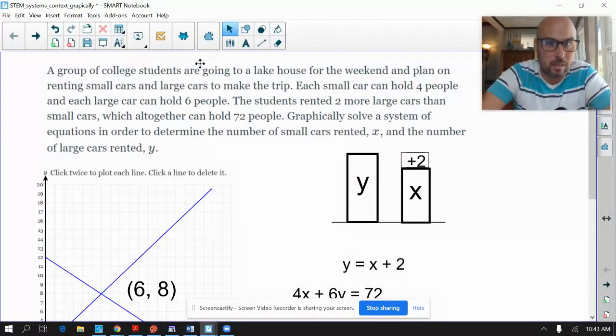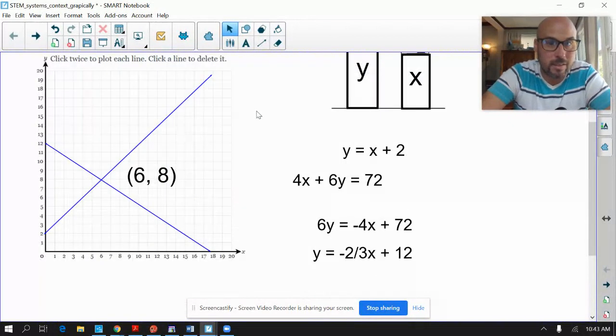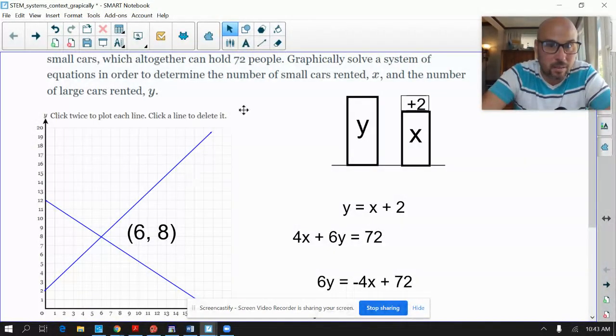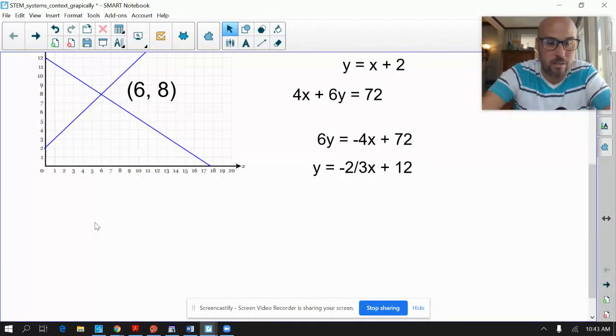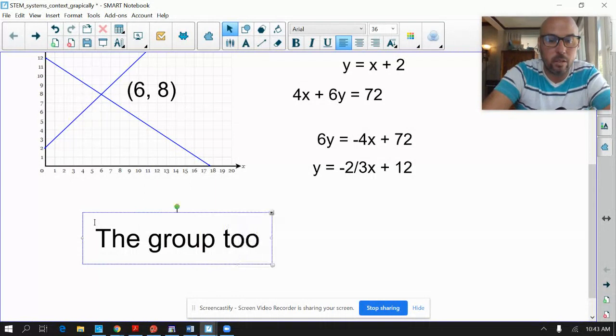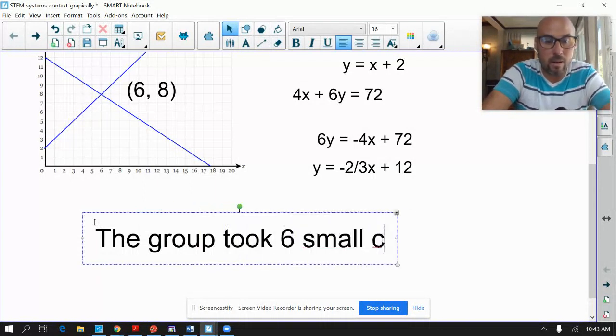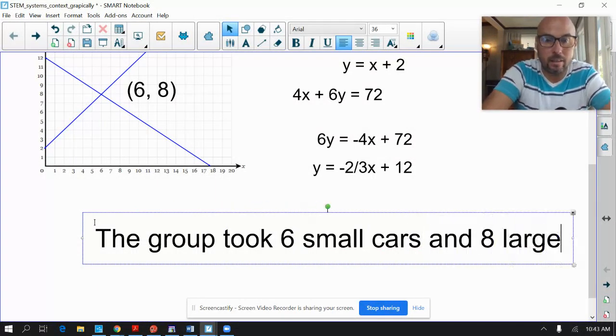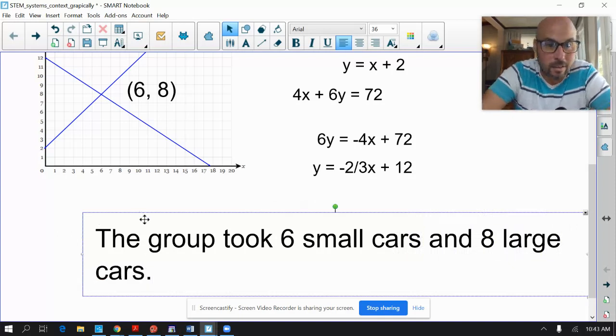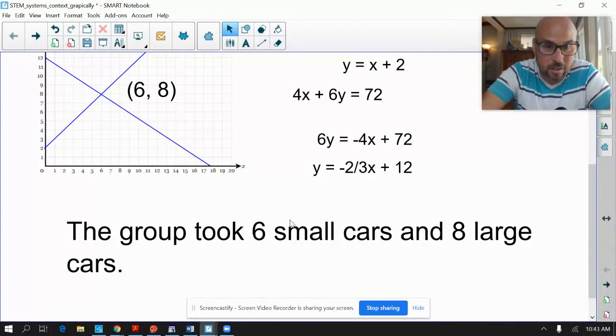Remember, these are college kids. We're going on a trip. What does 6, 8 mean? 6 is x, which is the amount of small cars. 8 is y, which is the amount of large cars. So the group took 6 small cars and 8 large cars. Notice that they took 2 more large cars than they did small cars, and 4 people in these 6 cars, that's 24 people. 6 people in the large car, so that's 48, and if you add them up, you get 72.